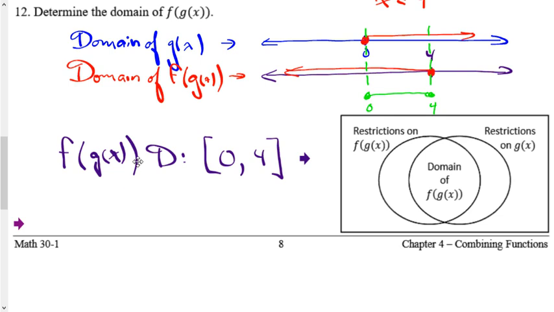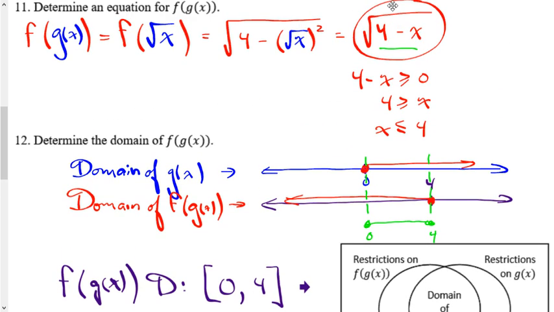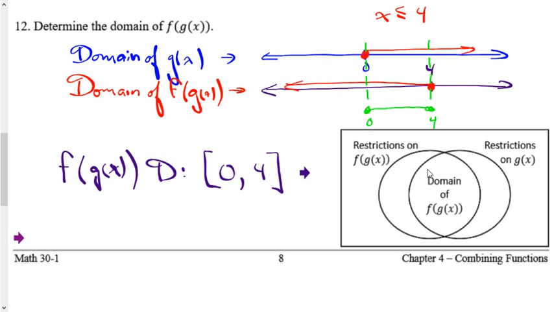Notice here in red, this was the implied domain from this equation. So I looked at the implied domain here. How is it implied? Well, it has restrictions, so I find what are the restrictions on this equation. That's what I listed. But then I also had to consider the restrictions on the g of x function. Where they overlap is the domain for the composition of functions.